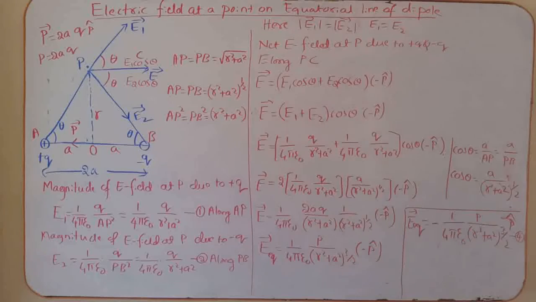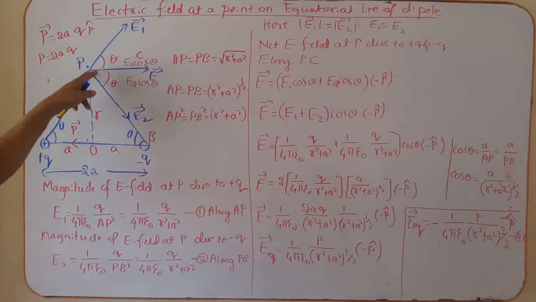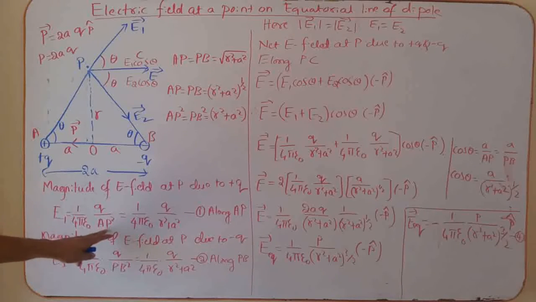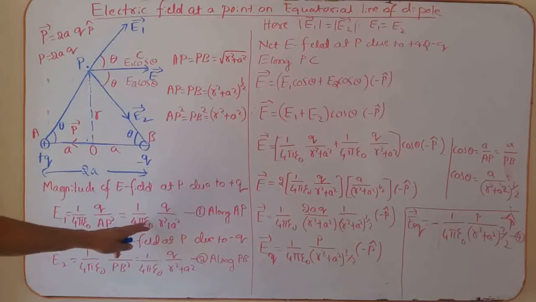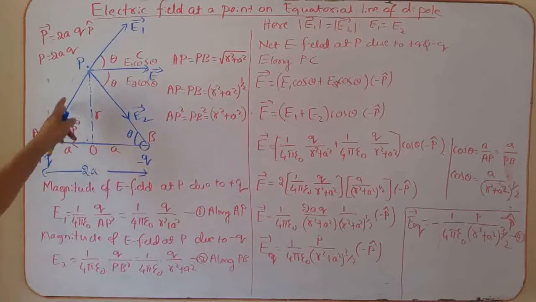Now come to the electric field. The magnitude of electric field at P due to the plus q charge is 1 by 4 pi epsilon naught, q upon AP square distance. That is 1 upon 4 pi epsilon naught, q divided by (r square plus a square). What is the direction? Along AP.